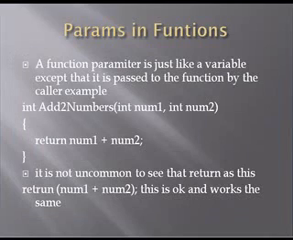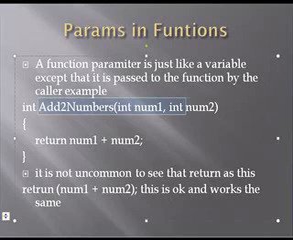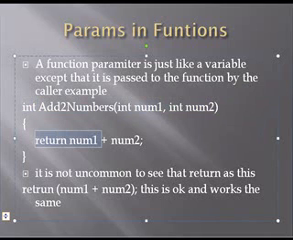Parameters and functions. A function parameter is just like a variable, except that it is initialized by the value passed to the function by the caller. Say you wanted to add two numbers, you had to have a function to add two numbers together. You would have two parameters of type int. For this one, I put a return type of int. And then return num1 plus num2.